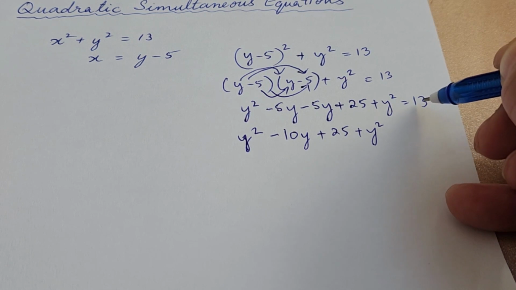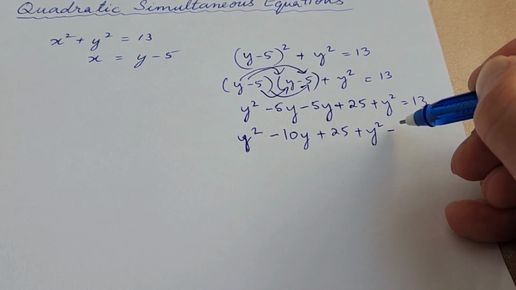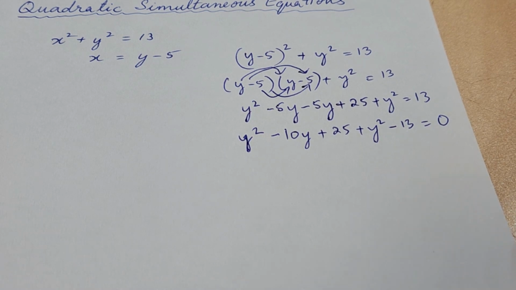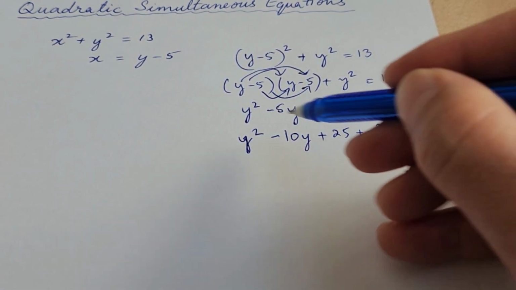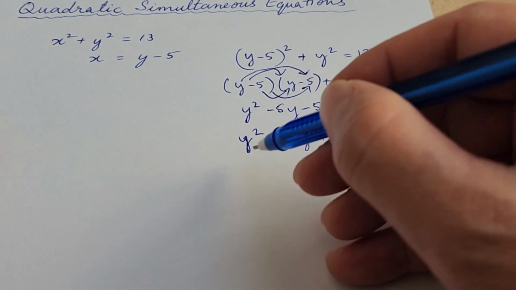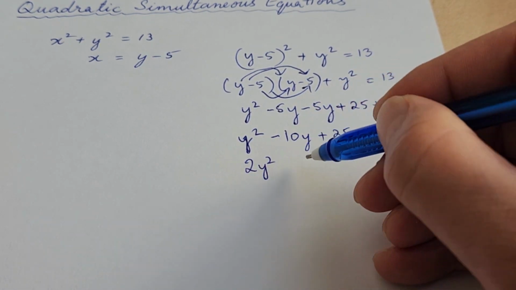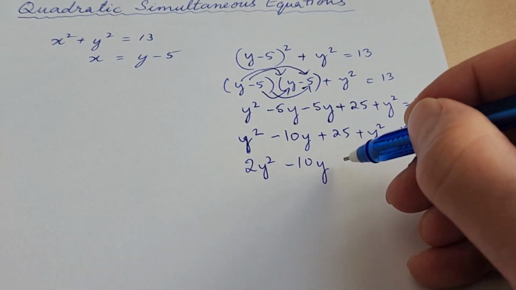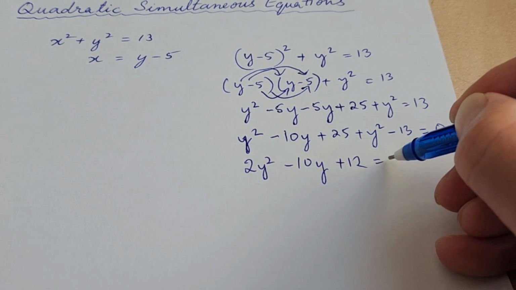Then subtract 13 from both sides. So minus 13, and then on the right hand side you have 0. Now here you have the two like terms. Y squared plus y squared will give you 2y squared minus 10y. 25 minus 13 is plus 12, that is equal to 0.